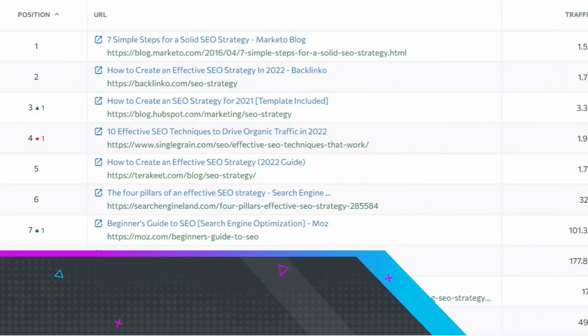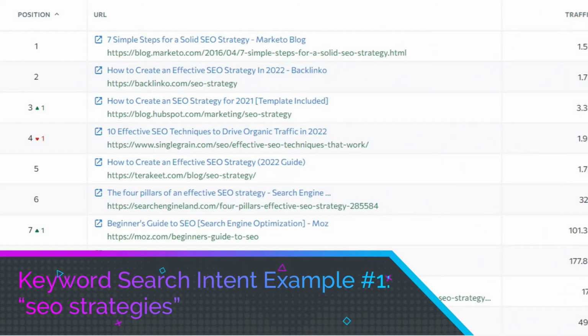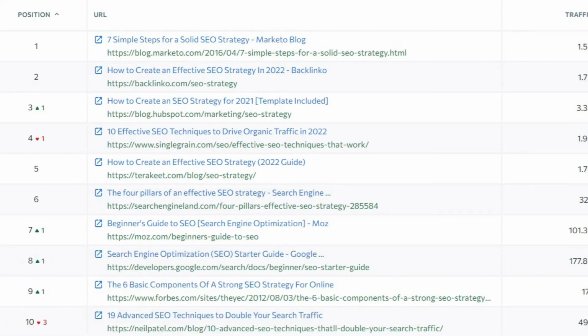The first keyword search intent example, SEO strategies. If we come back to the previous example and the search engine results of this keyword, you can clearly see why search intent is so important, because if you were to create an article with 10 to 15 SEO strategies to target this keyword, you wouldn't rank.